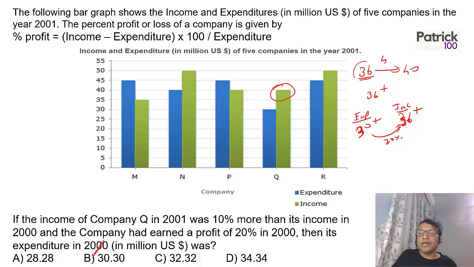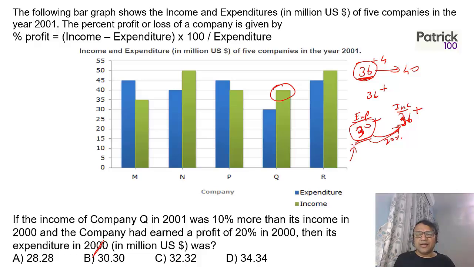So first I found out that the income has to be more than 36, because if I take 36, I get more than 10% increase. So it will be slightly more than 36. If it is slightly more than 36, then if I take expenditure 30, this will give more than 20%, but I want exactly 20% profit. So it will be slightly more than 30. So from the options, B option is the answer. I took 30 because it's an easy way to calculate and it is close to the options. Therefore I took 30 and checked. Becomes easier to find the answer, right?